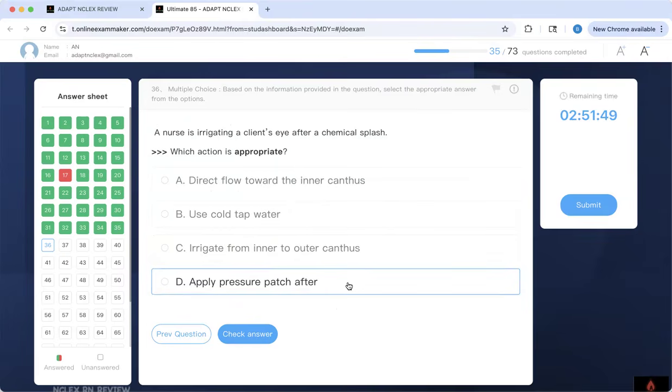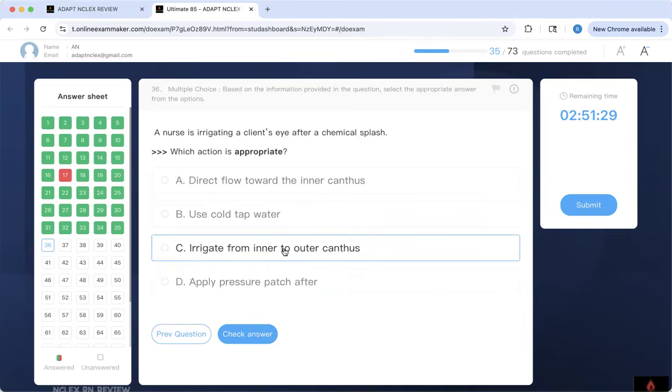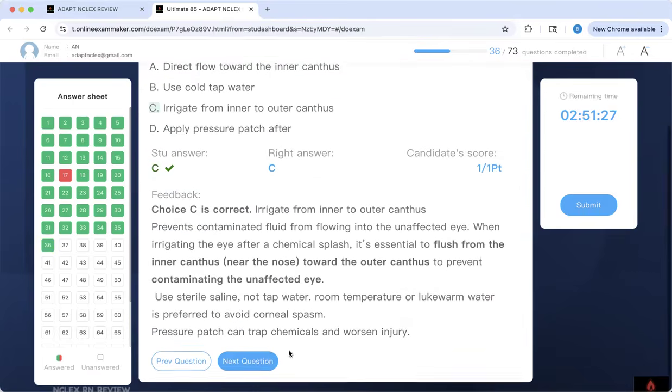It's a test-taking strategy. There are two answers that are contradicting each other. Which one is the best? D and B are out. Therefore, pick one, A and C. You usually want to start from in to out so they can wash everything out. Therefore, this is the right answer.